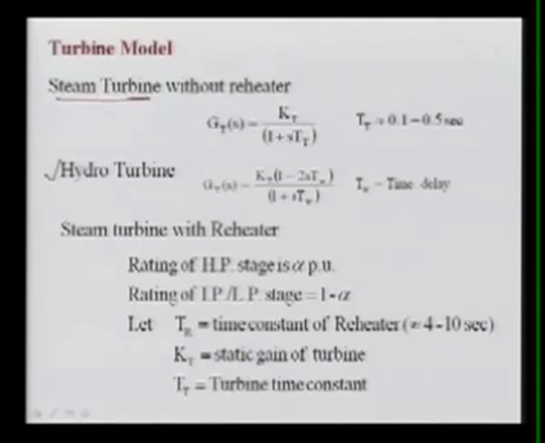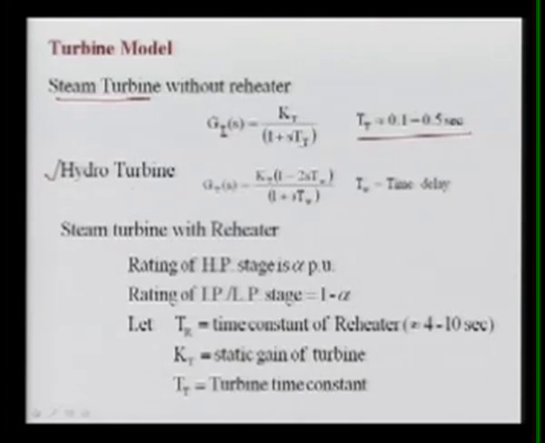If it is without a reheater, then we can write the steam turbine as a very simple transfer function, GT, where G is the transfer function and T denotes the turbine. In the S domain, it is KT, the gain of the turbine, over 1 plus S TT, where TT is the time constant of the turbine. Normally this TT lies approximately between 0.1 and 0.5 second.